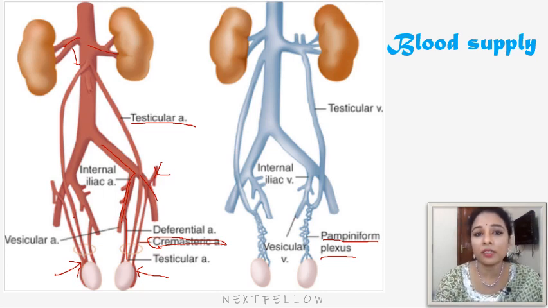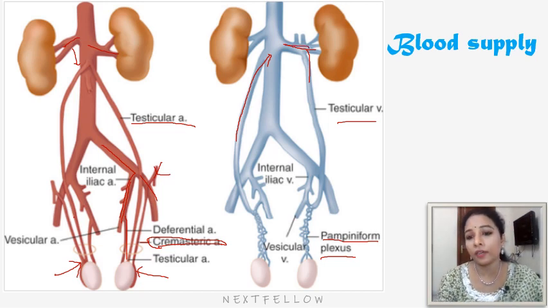The testicular veins are formed from the union of these pampiniform plexuses around the testis. We can see them joining to form the testicular veins. The right testicular vein drains directly into the inferior vena cava, whereas the left testicular vein drains into the left renal vein. This is clinically very important because of the longer course and opening into the left renal vein. Left-sided varicocele is more common than right-sided.